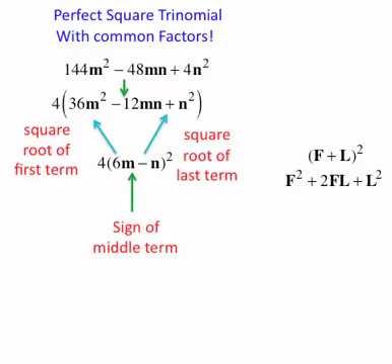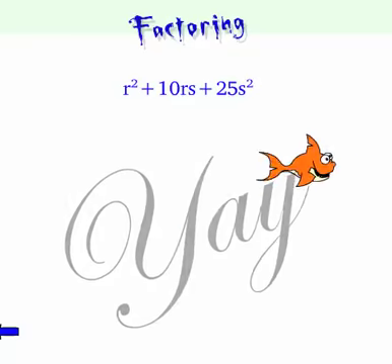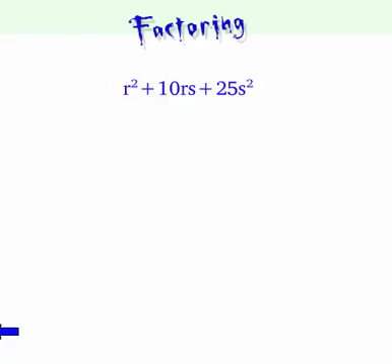So let's try that one out. What is common? We said 4 was common. Inside, we're left with 36m squared. So let's take the square root of that. That's going to be 6m. That's minus, so minus. And then when we take away the 4, we're left with n squared. The square root of n squared is just n, all to the power of 2. Let's do this one quickly.